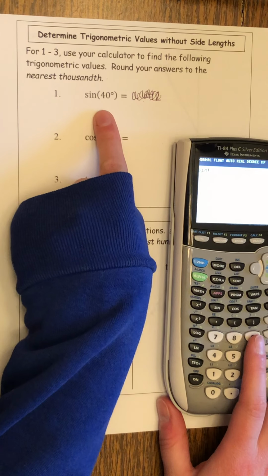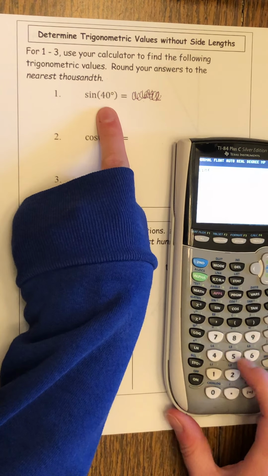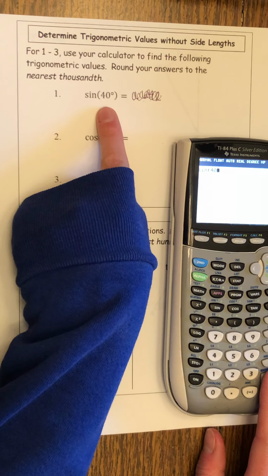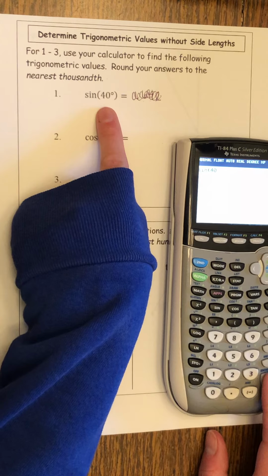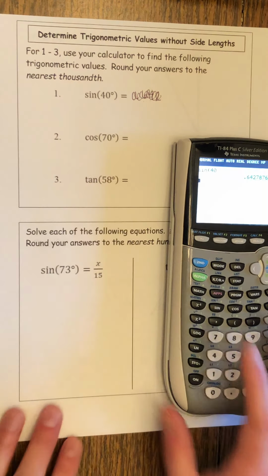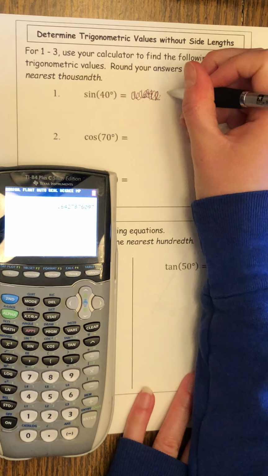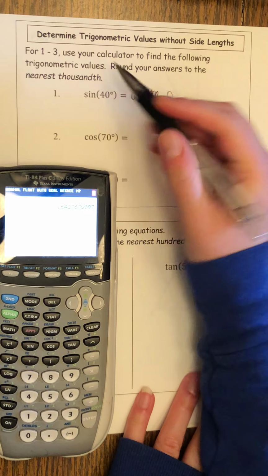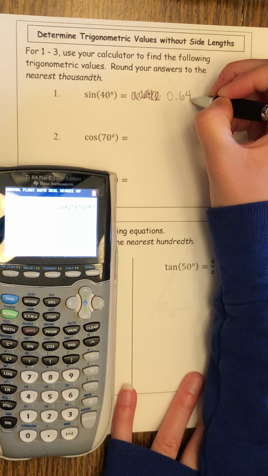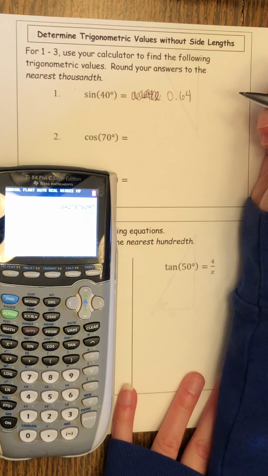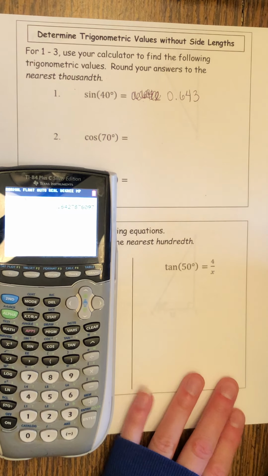I'm going to type this in exactly like I see it. So the sine I just pushed, I'm going to insert 40 degrees. I don't need to insert the degree symbol. I'm just typing sine of 40 and pushing enter, and I get a big long decimal. I'm going to write down that decimal to 3 decimal places because that's the nearest thousandth. So 6, 4, and then I have a 2, but the next digit is a 7, so that would bump up the 2 to a 3.